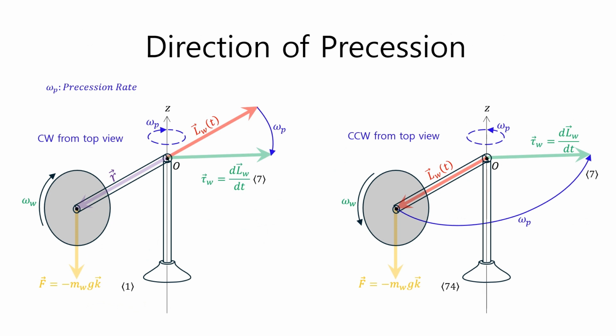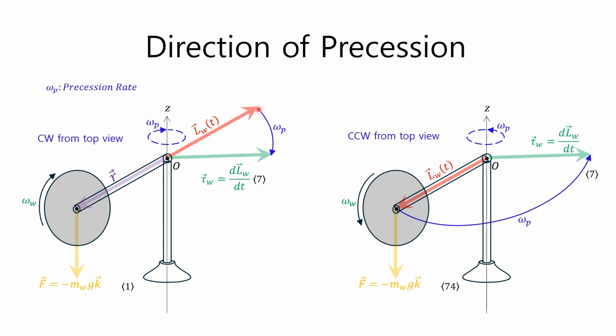Here, I will explain the direction of precession from the gyroscope motion in the figure. In the figure on the left, the axis direction of the torque tau is perpendicular to the force m w g and the position vector r. Meanwhile, since the gyroscope is rotating counterclockwise when viewed from point O, the angular momentum L w of the gyroscope can be expressed in the direction of the arrow in the figure on the left according to the right-hand rule.